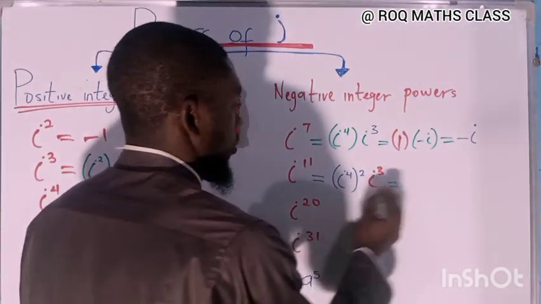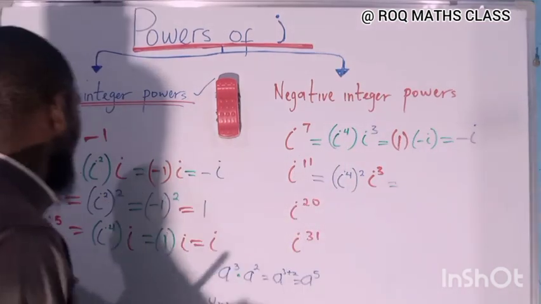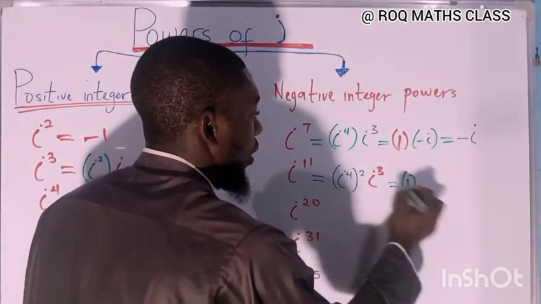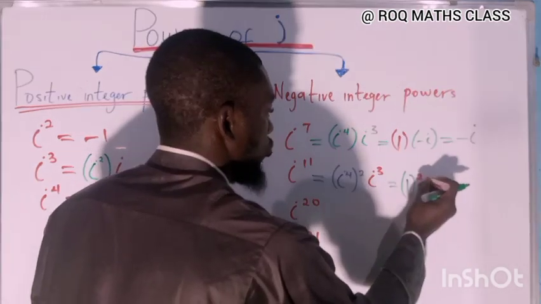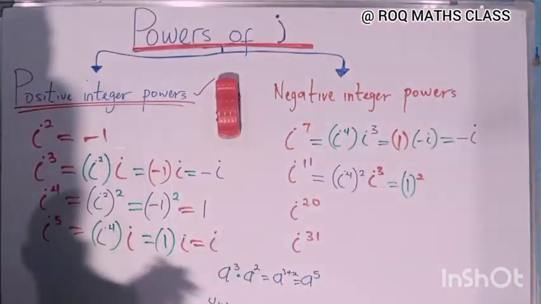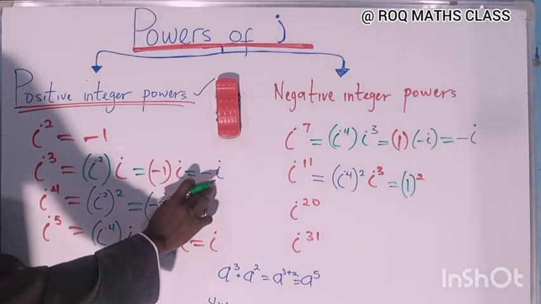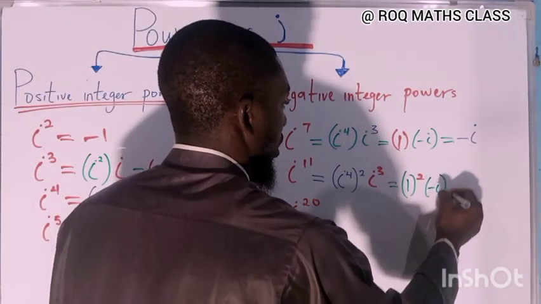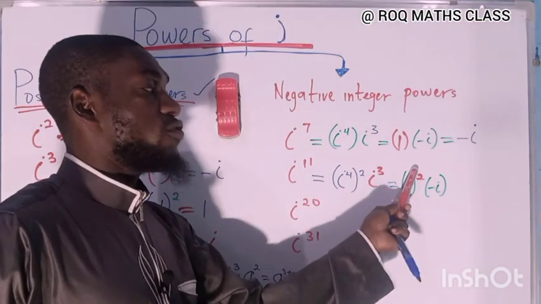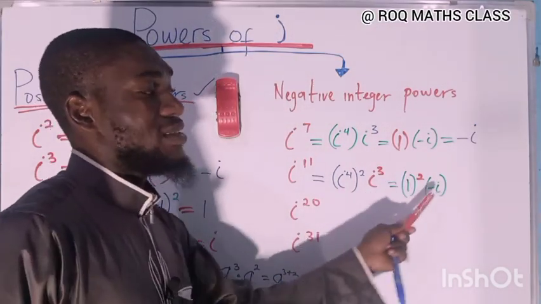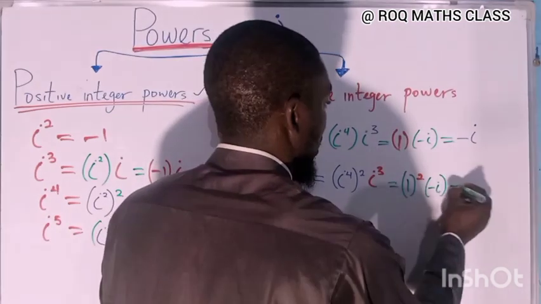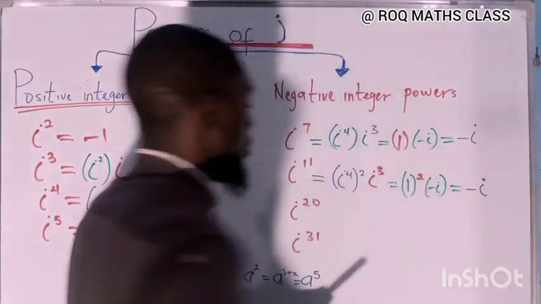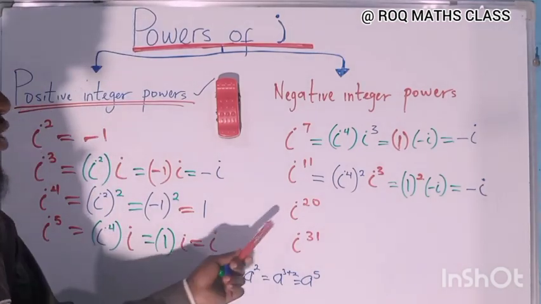From this part, my iota raised to the power of 4 is the same thing as 1. I have 1, then my 1 is raised to the power of 2. Now what is our iota raised to the power of 3? Iota raised to the power of 3 is minus iota, and I have minus iota. Then 1 raised to the power of 2 is the same as 1. Then 1 times minus iota is equal to what? Minus iota. Good.